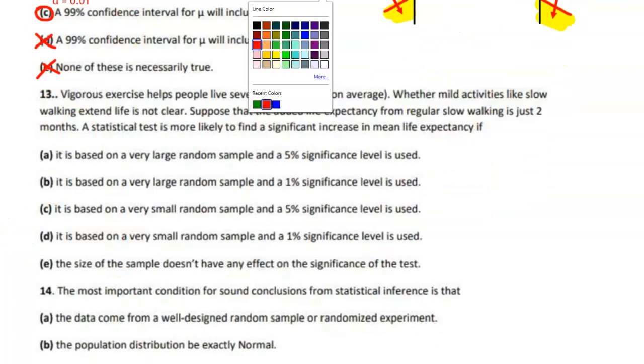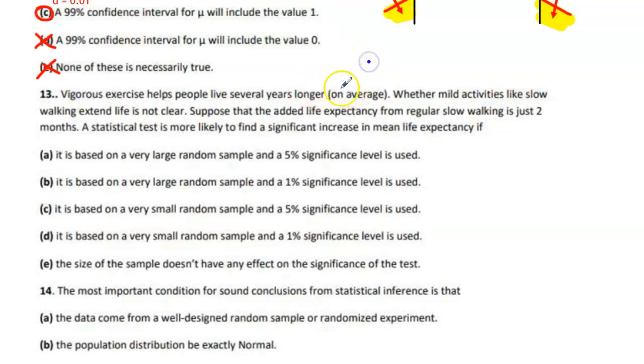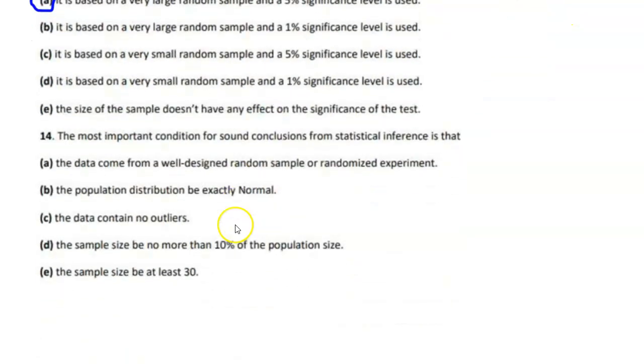Question number 13. Vigorous exercise helps people live several years longer on average, which is great. The added life expectancy is just 2 months. We remember this sort of question from before. As a matter of fact, upon closer reading, it looks like it's the exact same question. So it's based on a very large sample and the 5% significance level used. So that was a freebie. You're welcome. Question number 14.